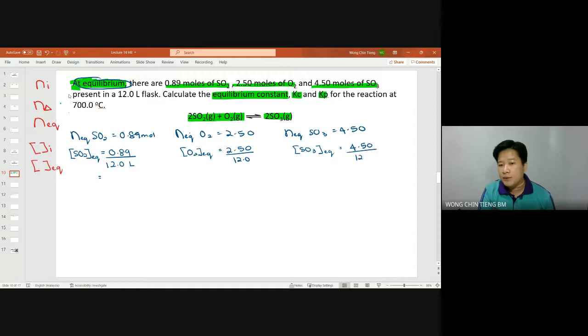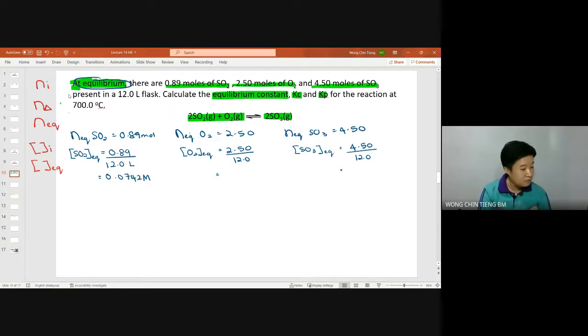Questions have come out before where they give changes, they give equilibrium, and they ask you to find initial too. Okay, so it depends on the question. And when you calculate everything, you divide by the 12. I think concentration is no problem, I can just give it directly. So you have your 0.0472 molar over here.